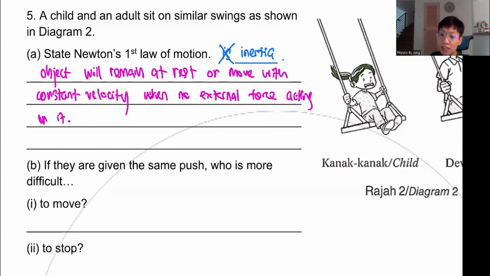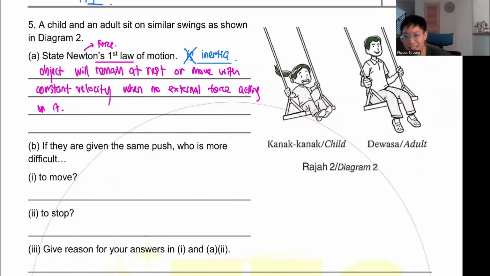What if I write tendency to stay in state of motion? Okay, Regan, that one is the definition for inertia. Tendency is inertia. Because what's the difference between inertia and Newton's first law is Newton's first law always has force on. So the definition inside sure has all these external force and everything. Inertia is just a concept. So therefore, it tends to remain in the state of motion. So for Newton's first law, you have to write the no external force acting. Okay, but that's a very good question. Now, so now we see this. Okay, the kanak-kanak and the dewasa and the adult.